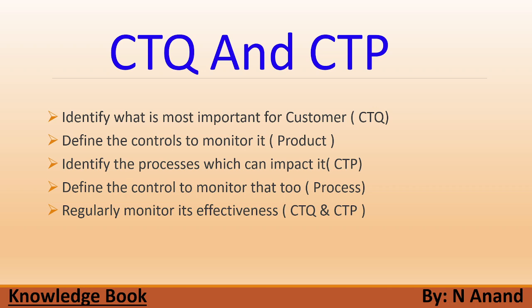First, we identify what is most important for the customer, that is, what the customer requires in terms of quality. This is CTQ, critical to quality. Then we define the controls to monitor the products. Second, we identify the processes which can impact the product, and for this we define the controls to monitor the processes. Regularly monitoring the effectiveness of CTQ and CTP will give us results for a good product.